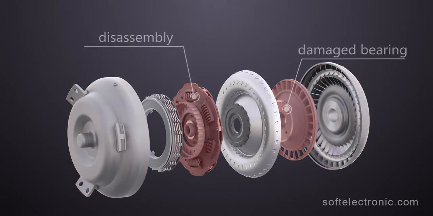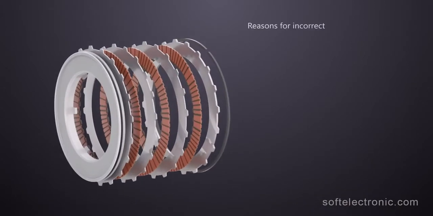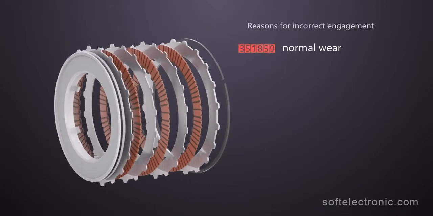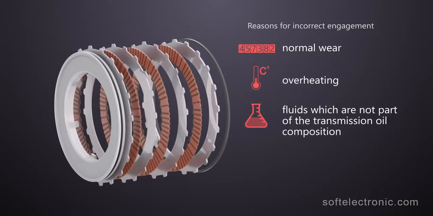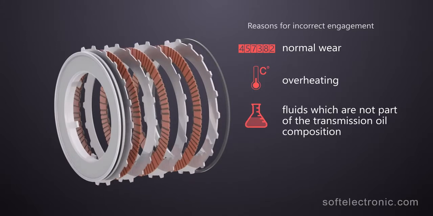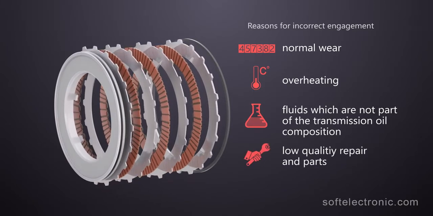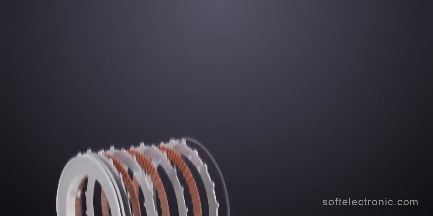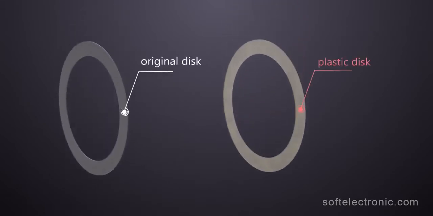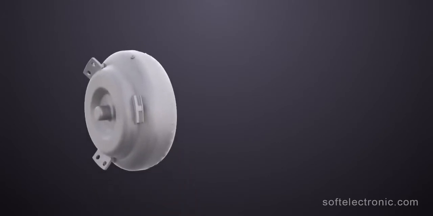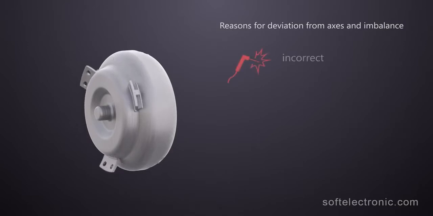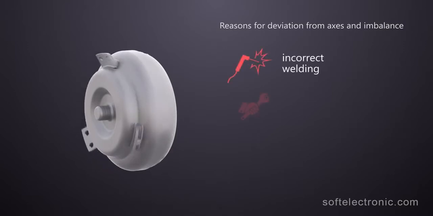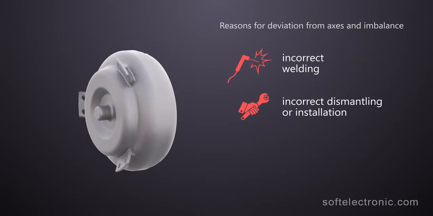The malfunctioning of the lockup mechanisms may be due to normal wear, overheating, the entering of fluids which are not part of the transmission oil composition, or previous repair with low-quality parts. Soft Electronics technicians have seen torque converters where the clutch discs have been replaced with plastic ones after a previous repair. Deviation from the axis of rotation or imbalance can happen by previous incorrect welding, incorrect dismantling or installation, as well as by incorrect transportation.